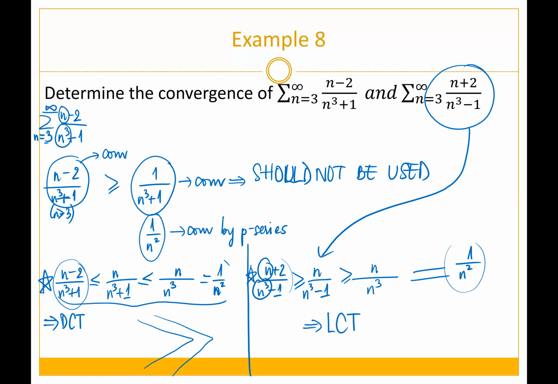Now, on the other side, we cannot use comparison test because this part is bigger. And I think what you don't understand is how I came up with these numbers, like n over n cubed minus 1 and n over n cubed. Is that what you don't understand?